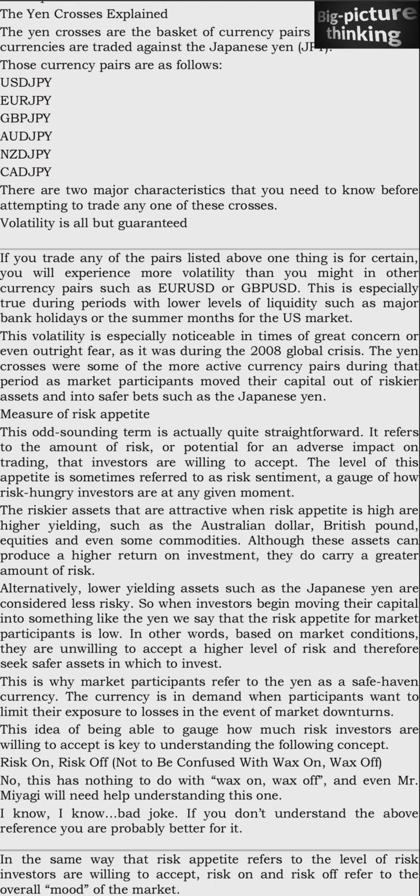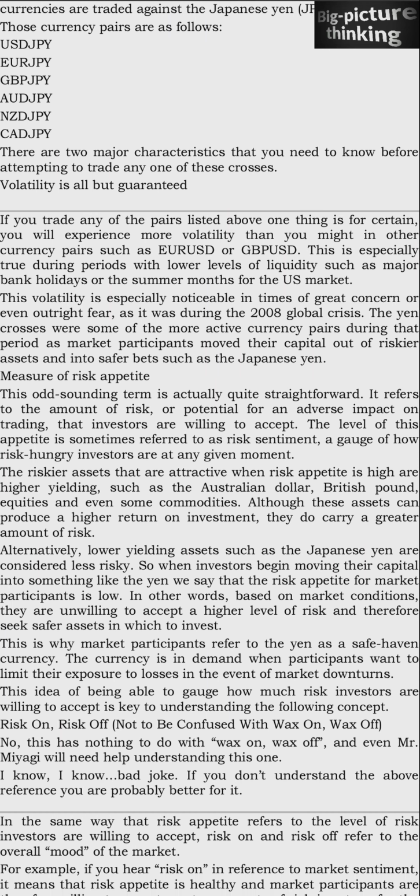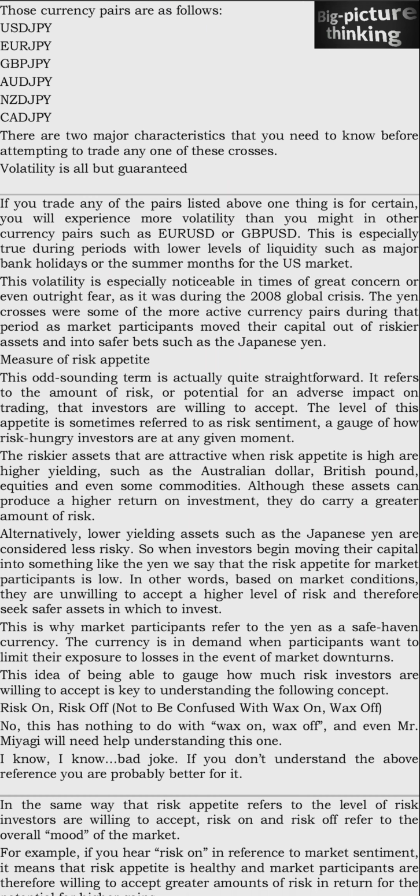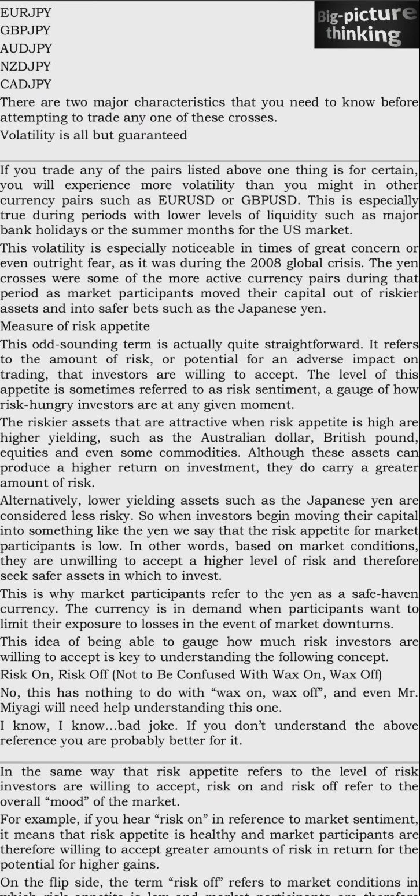Volatility is all but guaranteed. If you trade any of the pairs listed above, one thing is for certain: you will experience more volatility than you might in other currency pairs such as EUR USD or GBP USD. This is especially true during periods with lower levels of liquidity such as major bank holidays or the summer months for the US market. This volatility is especially noticeable in times of great concern or even outright fear, as it was during the 2008 global crisis.